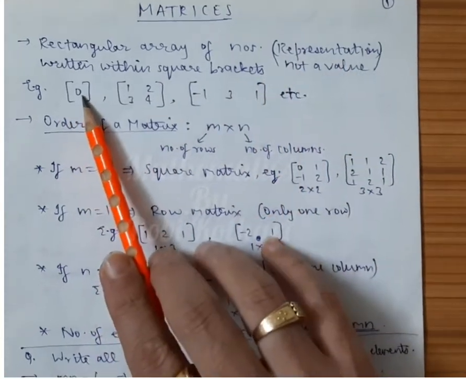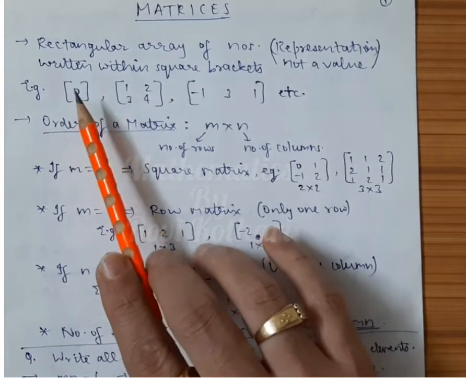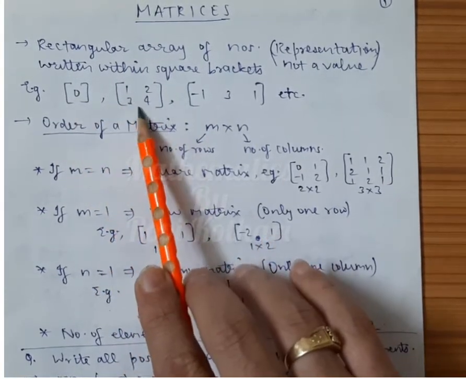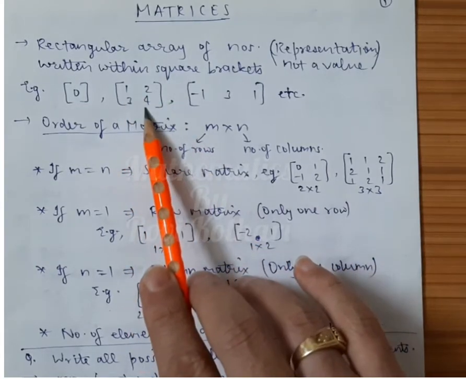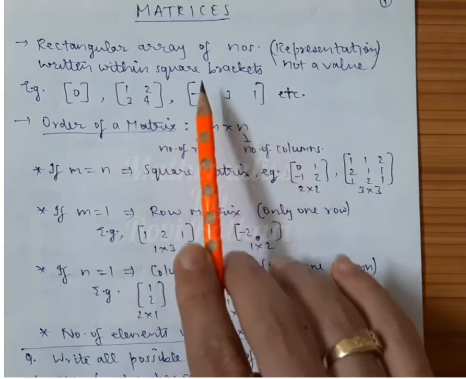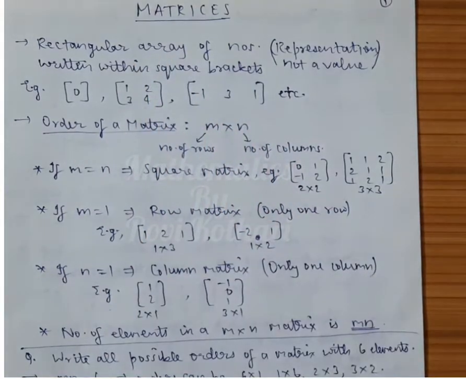For example, I've written some matrices here. You draw a square bracket and write 0 inside it. This is a matrix. You write this way: 1, 2, 3, 4. Within square brackets, it becomes a matrix. Anyhow you arrange numbers within square brackets, it is known as a matrix.